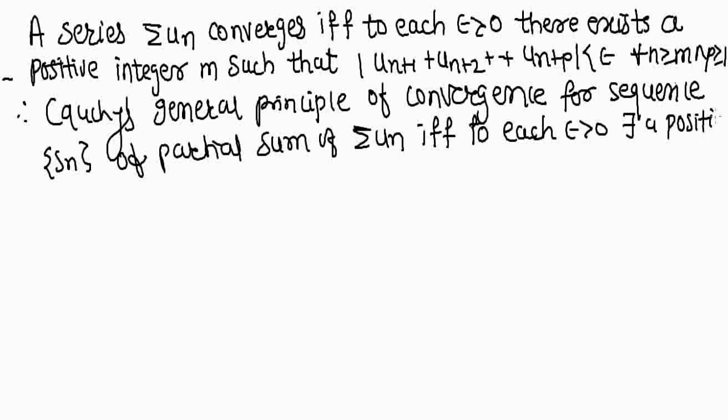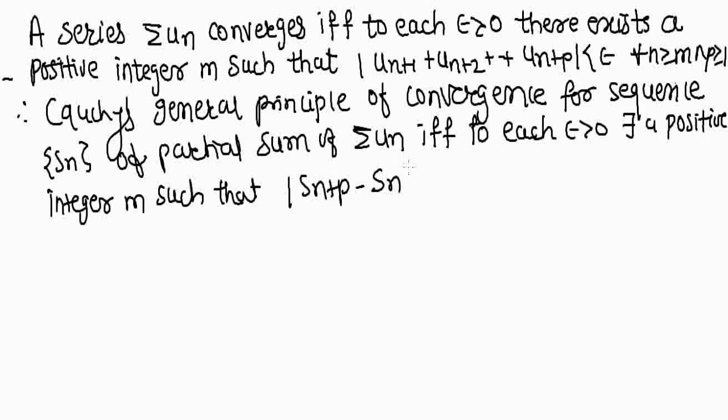There exists a positive integer m such that mod of Sn plus p minus Sn is less than epsilon for all n greater than or equal to m and p greater than or equal to 1. So this is a logical AND. We are using the logical AND term here. So this is about Cauchy's criteria for convergence of a sequence.